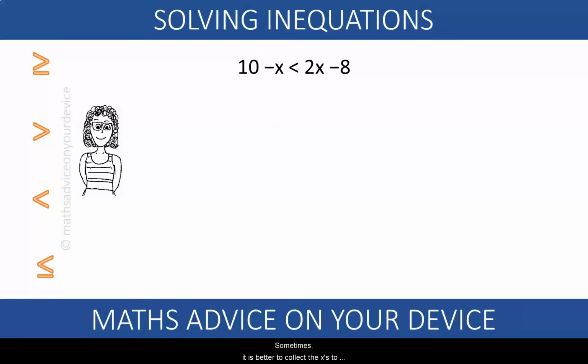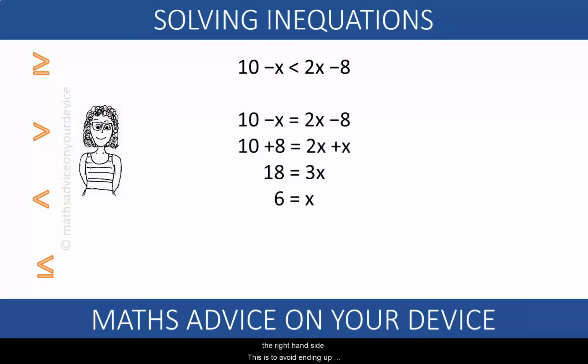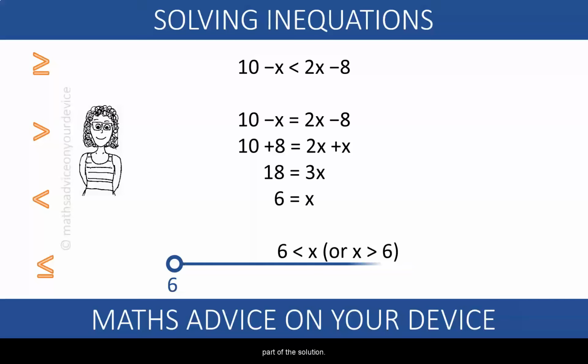Sometimes it is better to collect the x's to the right-hand side. This is to avoid ending up with a negative sign in front of x. Please take care of placing the correct symbol back. 6 less than x is the same as x more than 6. Any number bigger than 6 is part of the solution.